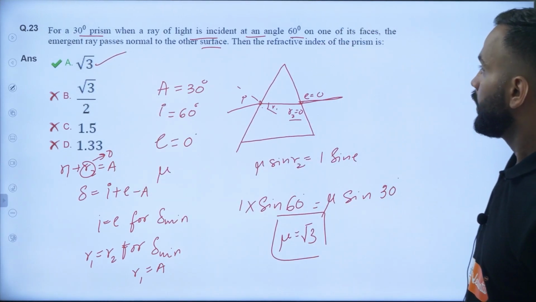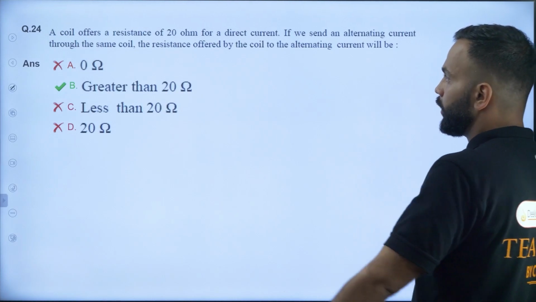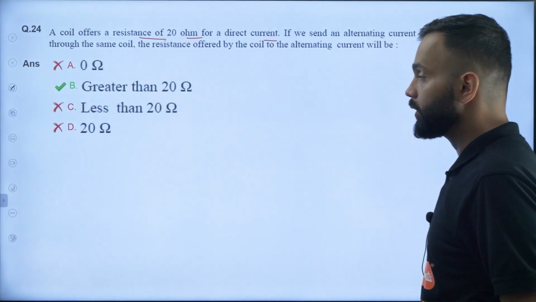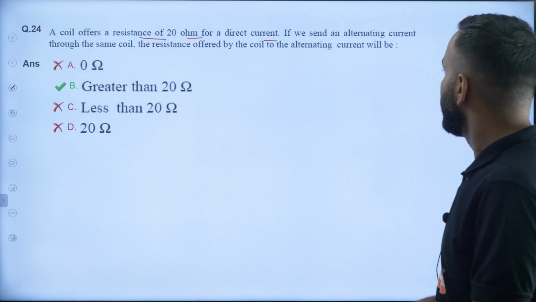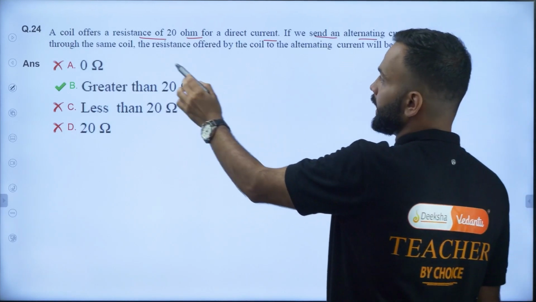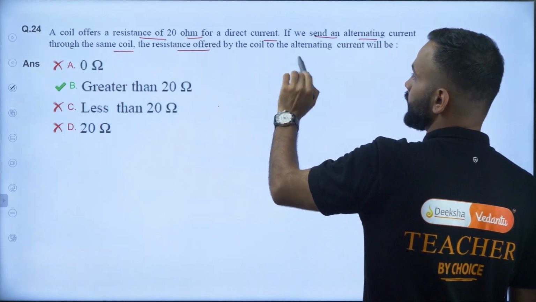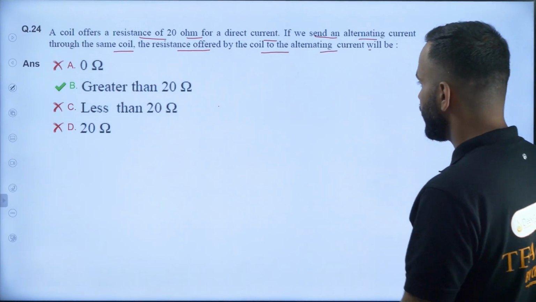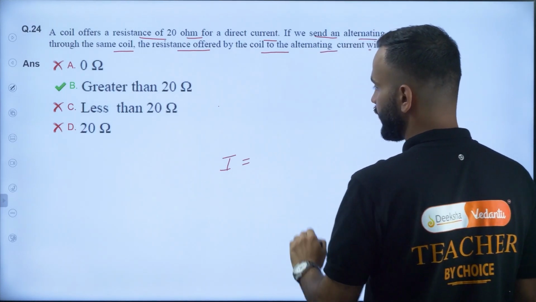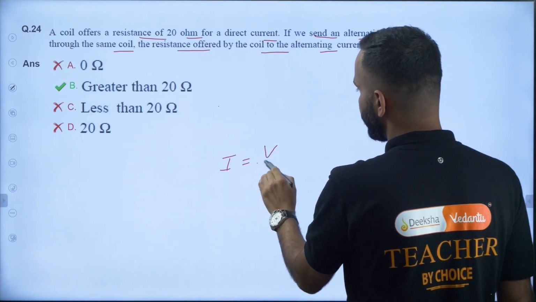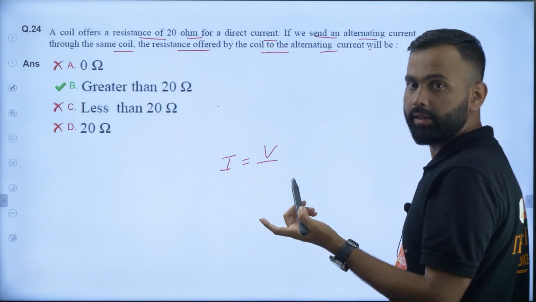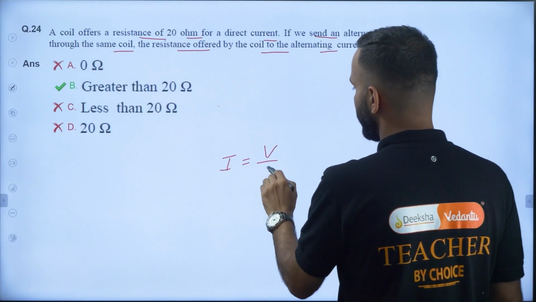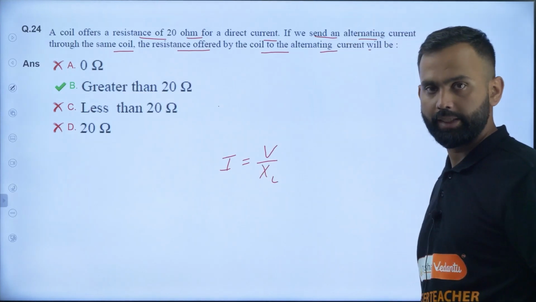Question number 24. A coil offers a resistance of 20 ohm for a direct current. If we send alternating current through the same coil, the resistance offered by the coil to alternating current will be, simple, right? Here the alternating current is I, I is equal to V divided by the coil's inductance, right? So the reactance of the coil will be XL, right?